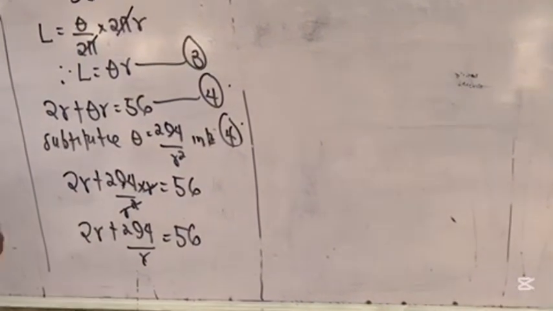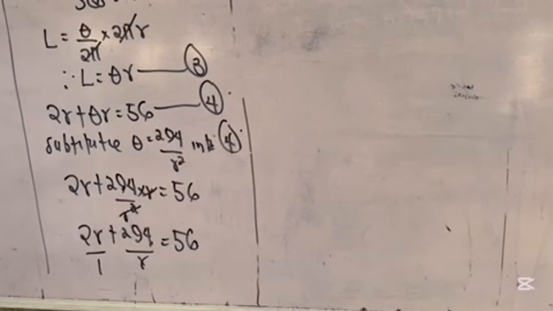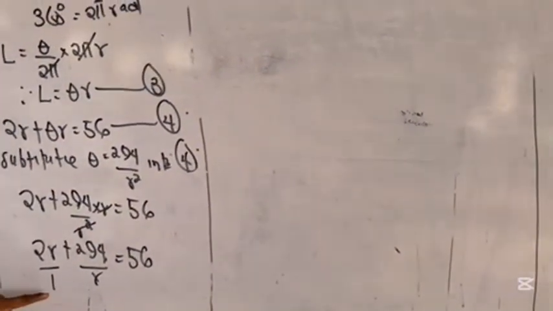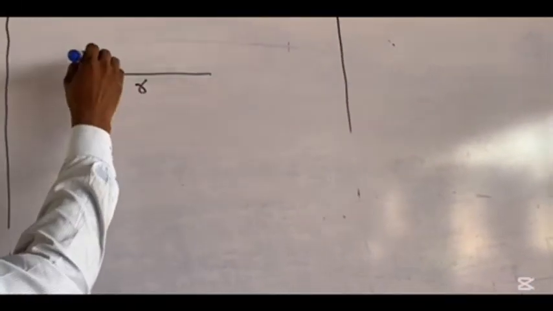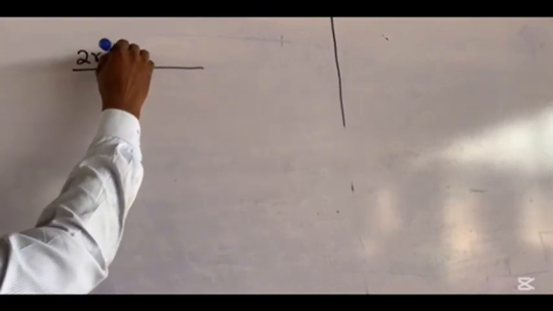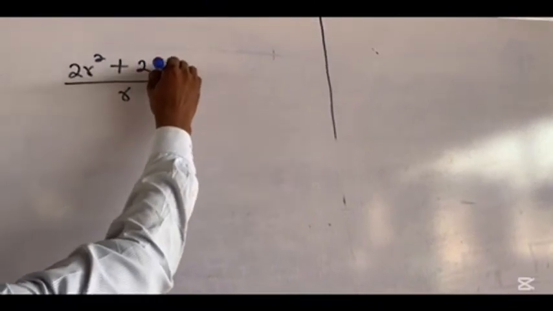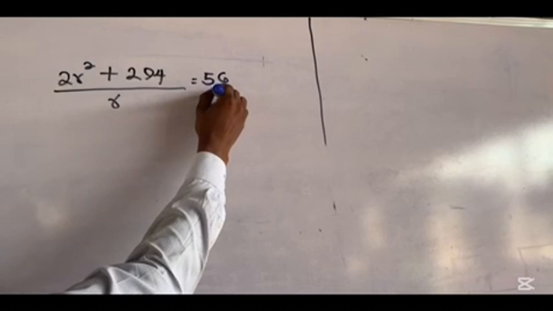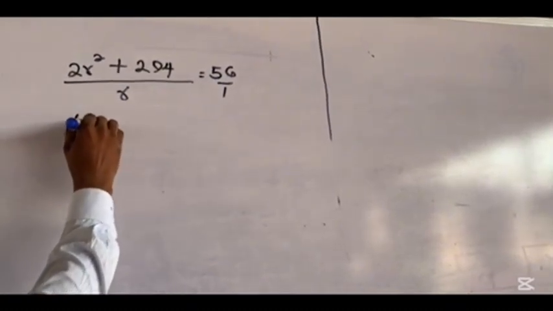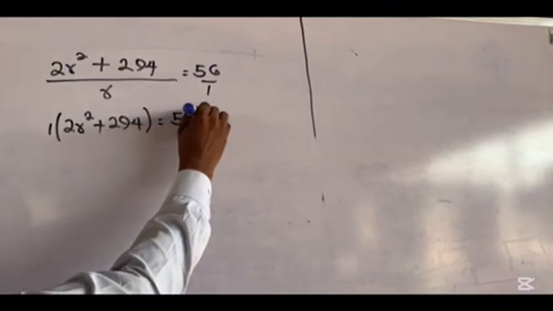So I can take LCM from here. Because this is a fraction, this one is not. I can make this one a fraction by taking LCM. So what's the LCM of 1 and r? It is r. So r into 1 is r times 2r will give us 2 r squared, plus r into 294 is 1 times 294 over r equals 56 over 1. So I can cross multiply: I'm having 1 into 2 r squared plus 294 equals 56 radius.